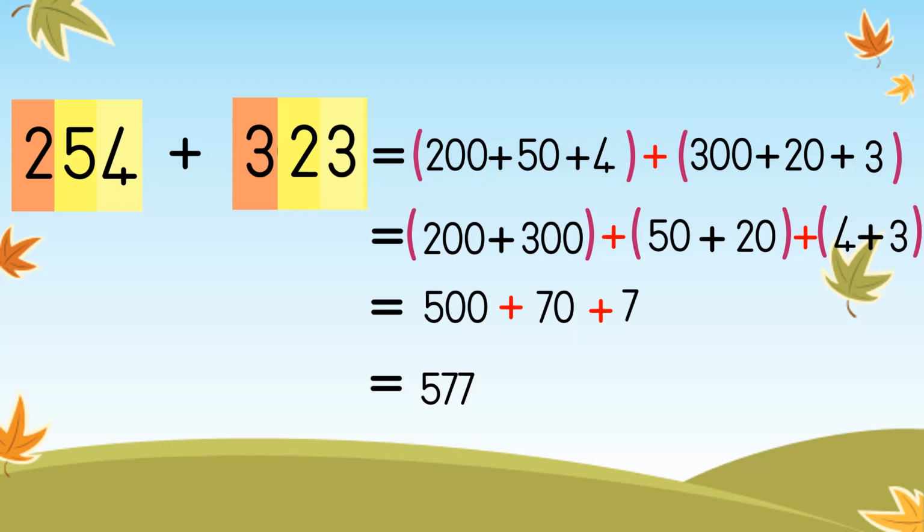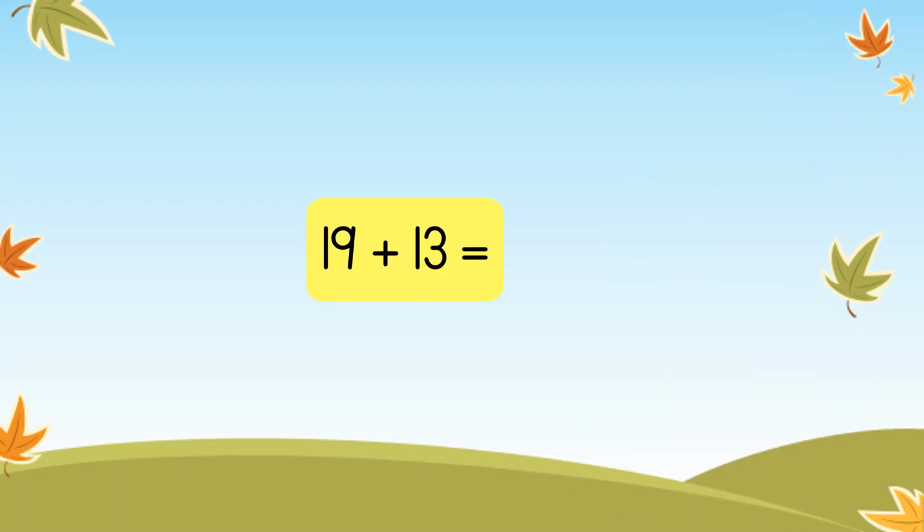577. So why do we have to know this very long way of solving a problem? Well, it's actually very simple. There are many ways to work out a problem. Let's look at these numbers.